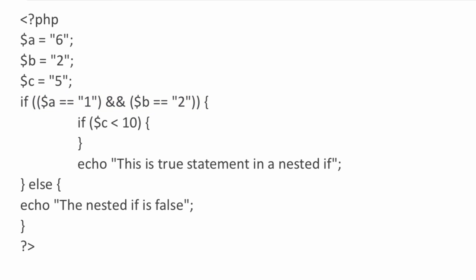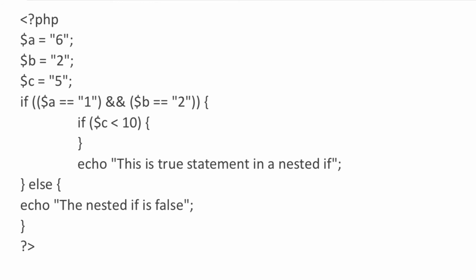So then if we go into that, if A equals 1 and B equals 2, then we're basically going inside, and if C is less than 10, then echo, this is a true statement in a nested if. So in other words, we're saying that A has to be 1, B has to be 2, and C can be anything that's less than 10. And if that's the case, then this is a true statement. Else, echo that this is a nested if is false.